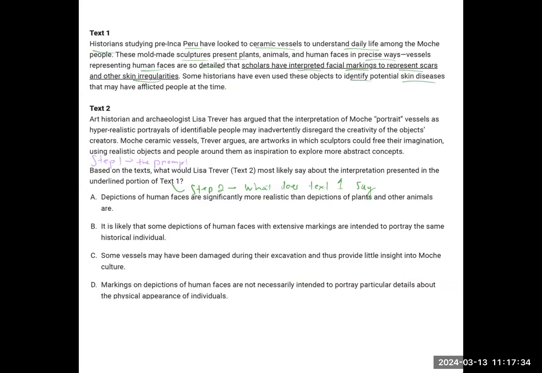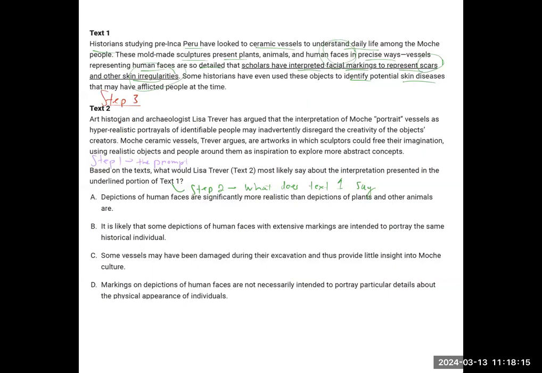So what is the underlying portion saying? It's saying that the details in the ceramic vessels that are designed to represent human faces, because faces were one of the things, right? So the markings on those vessels were super realistic. They were representing scars and skin irregularities. So now what does text two say about that? So step three is to go ahead and look at that response that they were asking us about, now that we have the context we need.